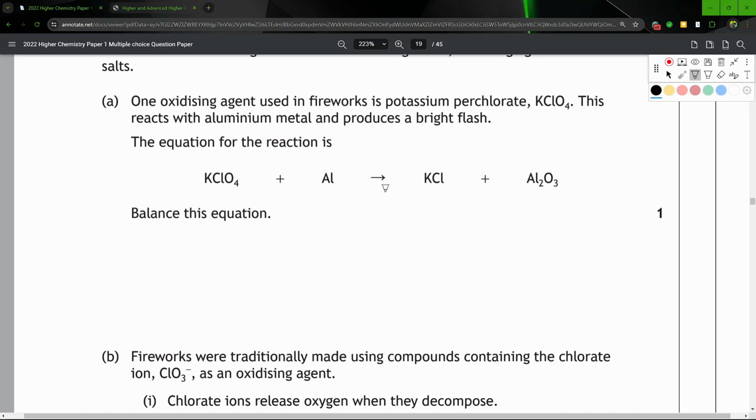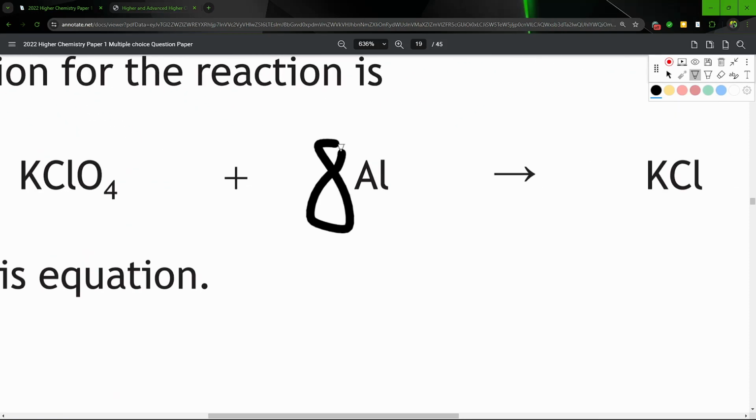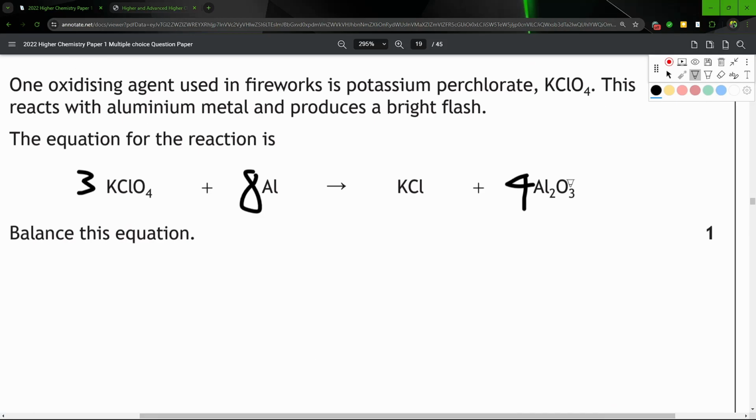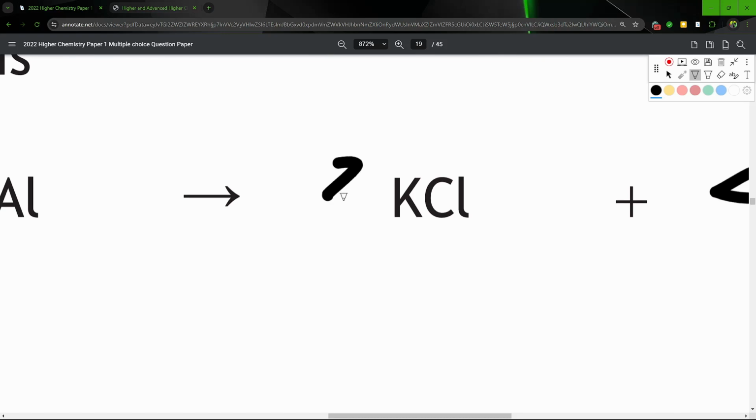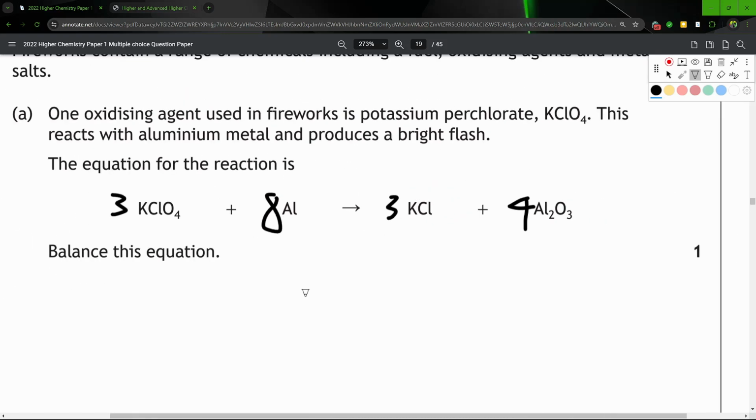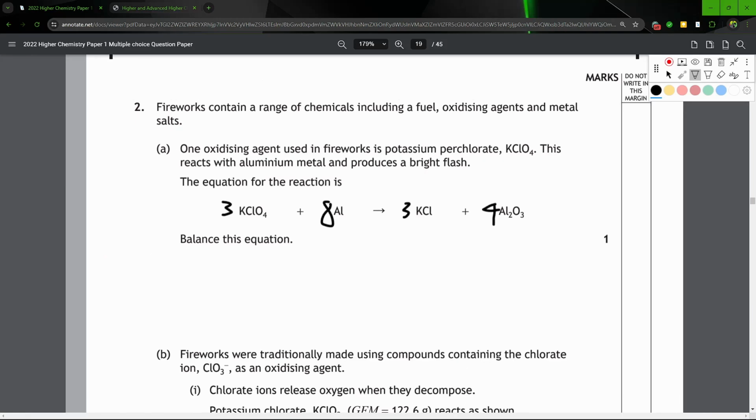We want a number that both 4 and 3 go into, so we can keep this in whole numbers. How about if we times this by 4, we'll have 12 oxygens on this side. If we times this one by 3, we'll also have 12 oxygens on this side. That sounds good. So that means we actually have 8 aluminium, so we write 8 aluminium there. And then we now have 3 potassiums and 3 chlorines, so we're going to have a 3 there. One final check: we've got 8 aluminium on both sides, 12 oxygens on both sides, and 3 of that. There we go, and the equation is balanced.